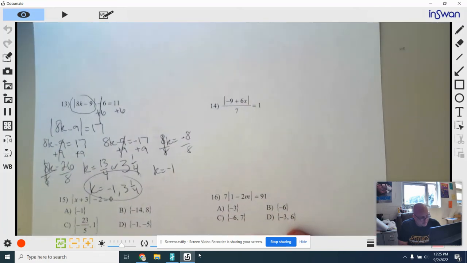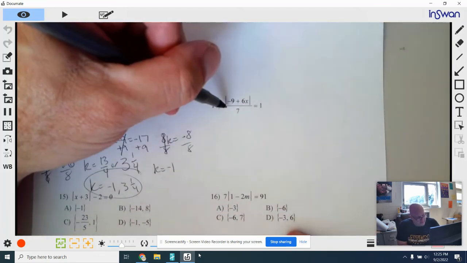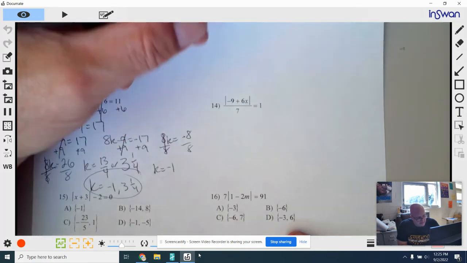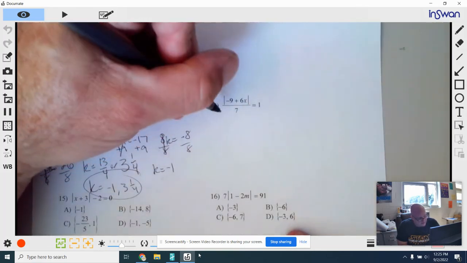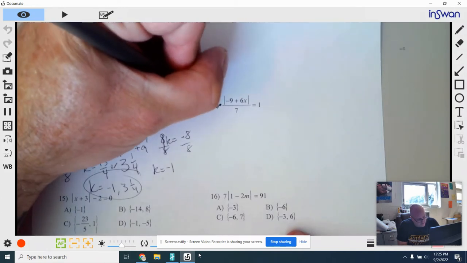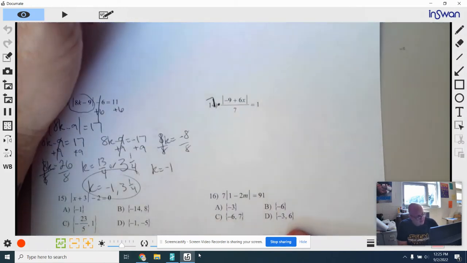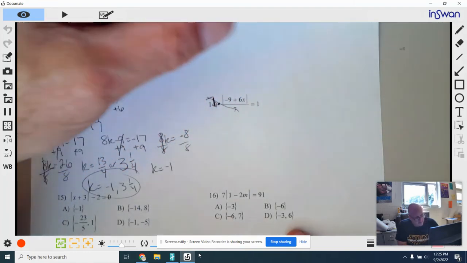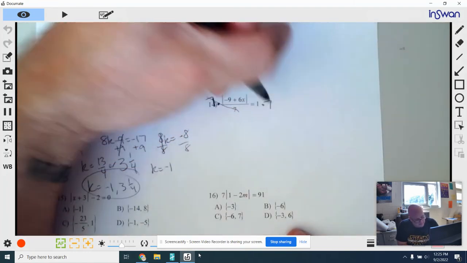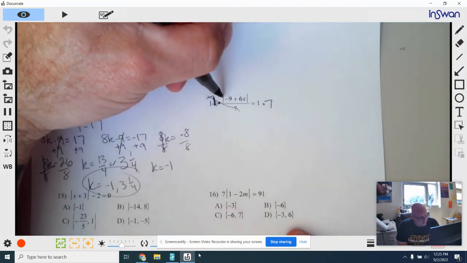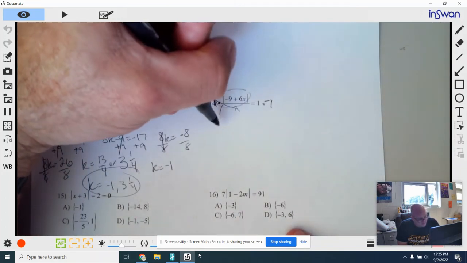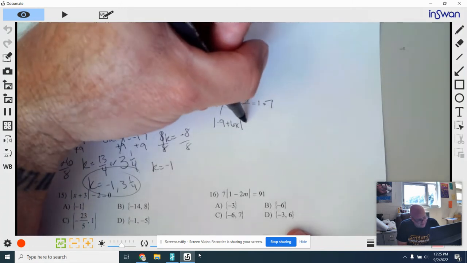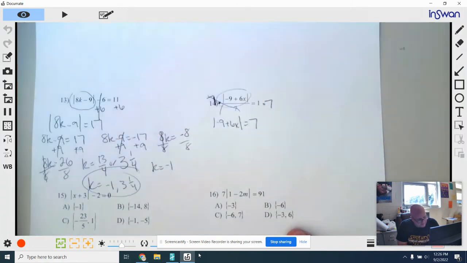Okay, look at number 14. So number 14, the absolute value bracket is not isolated because you have this divide by 7 underneath that. So for us to get rid of that, you're going to want to do times 7 out front like this, because if you times 7, divide by 7, that's going to eliminate. And then we come over here and do the same thing, times 7. So this absolute value bracket is now freed up, so it just drops down. You got negative 9 plus 6x over here equals 1 times 7, so 7.